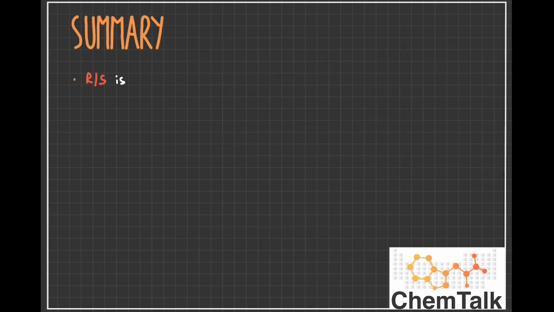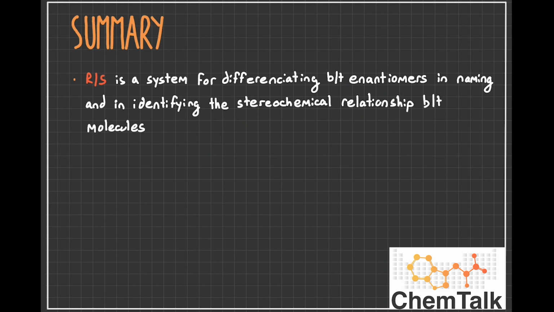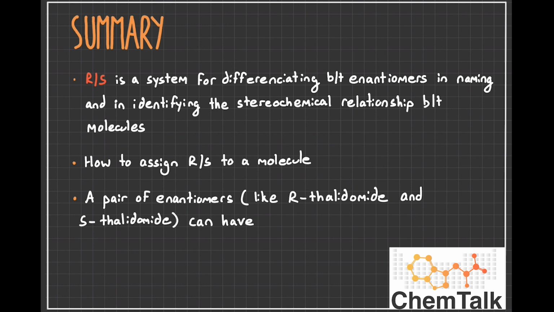In summary, we learned that R and S is a system useful for differentiating between enantiomers in naming and in identifying the stereochemical relationship between molecules, whether enantiomers or diastereomers. We learned the steps for assigning R and S to a molecule, and we learned that a pair of enantiomers, such as R thalidomide and S thalidomide, can have entirely different effects.